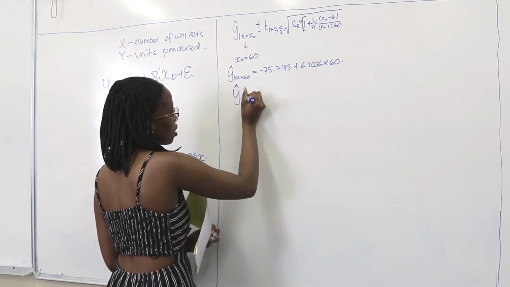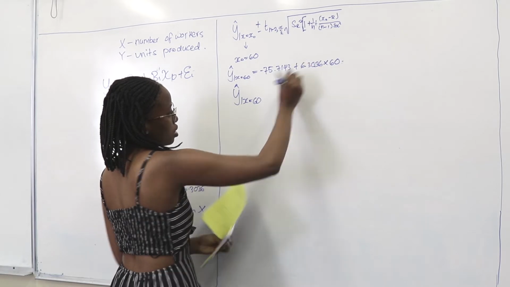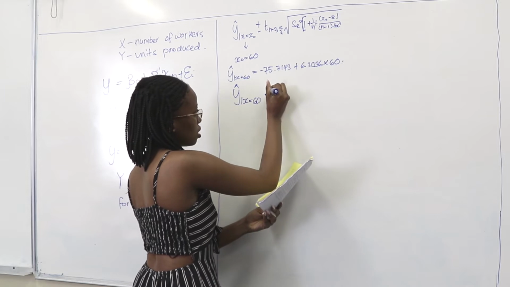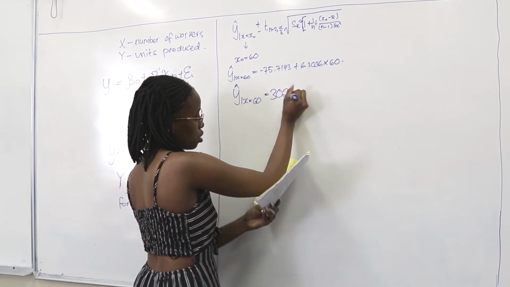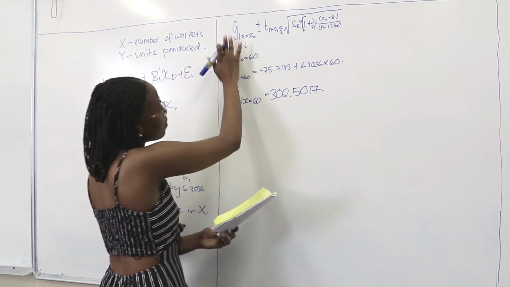So that's 6.3036. Yes. 302.5017. 302.5017. Okay, so now we have that value.